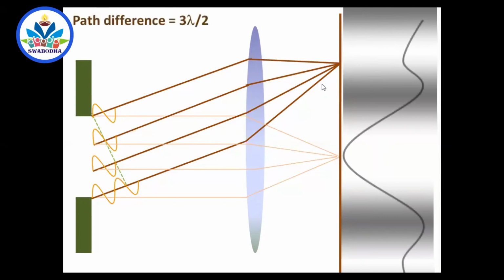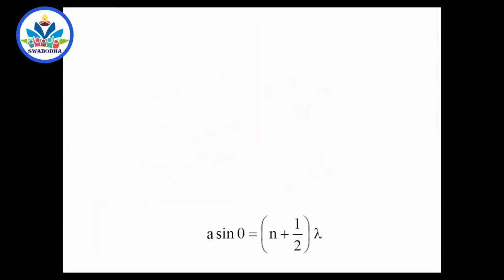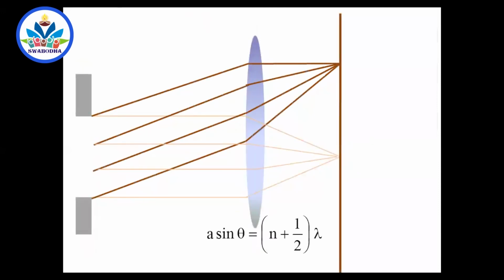So what is the condition for dark fringe? It is path difference equal to 3 lambda by 2, 5 lambda by 2, n plus half lambda, sorry. So always you have to remember, what is the condition for constructive interference in diffraction? A sin theta is equal to n plus half lambda. What do you mean by that? A sin theta equal to n plus half lambda means it is the path difference between the waves starting from the top of the slit and bottom of the slit. That you must remember. What is the condition for production of dark fringe in a Young's diffraction pattern?